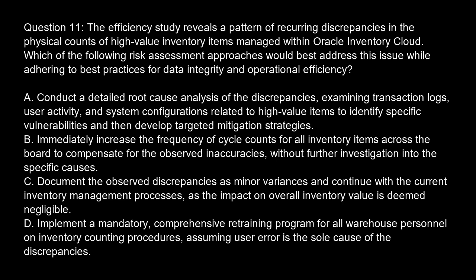Option B. Immediately increase the frequency of cycle counts for all inventory items across the board to compensate for the observed inaccuracies, without further investigation into the specific causes. Option C. Document the observed discrepancies as minor variances and continue with the current inventory management processes, as the impact on overall inventory value is deemed negligible. Option D. Implement a mandatory, comprehensive retraining program for all warehouse personnel on inventory counting procedures, assuming user error is the sole cause of the discrepancies.